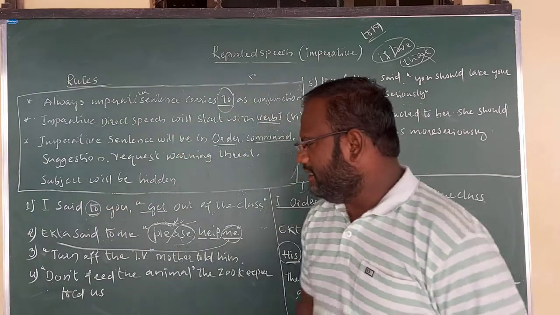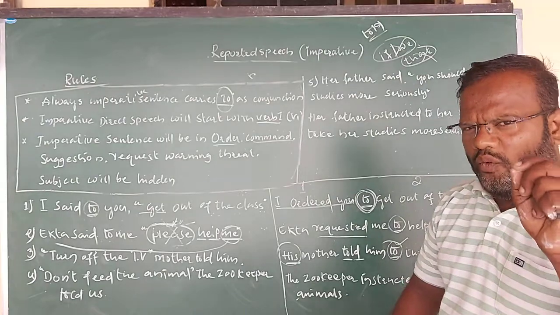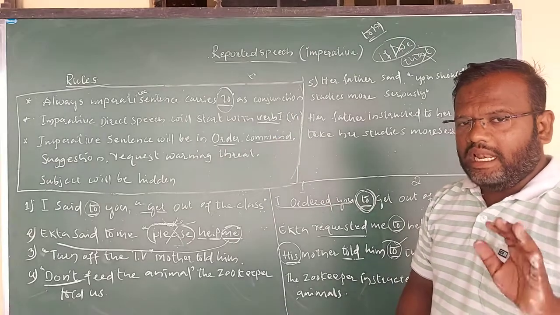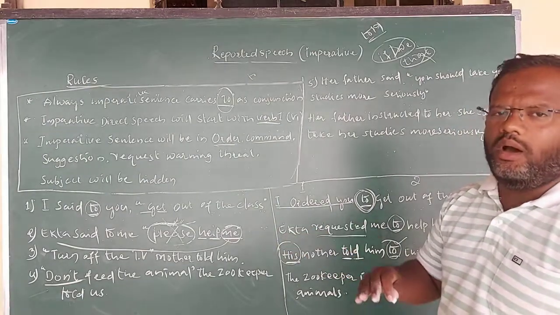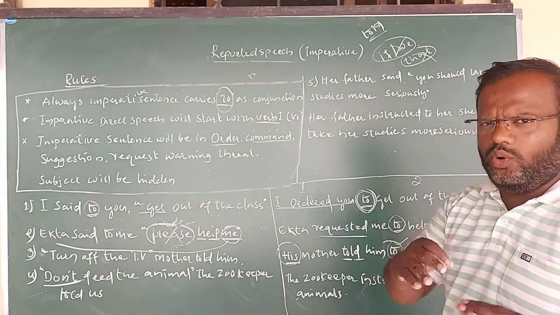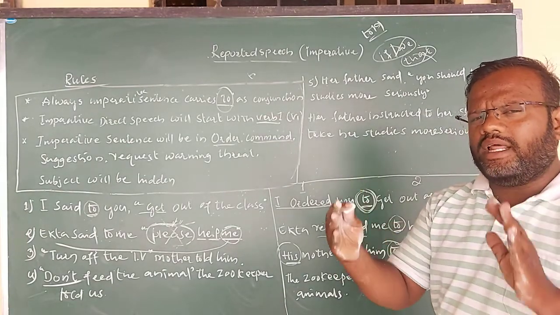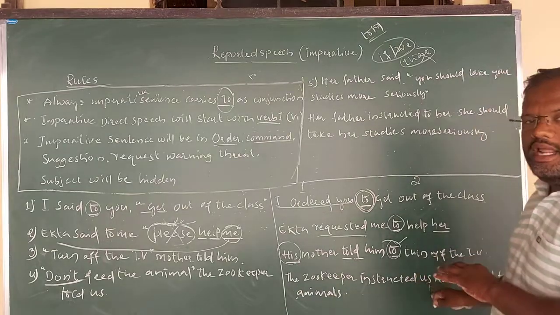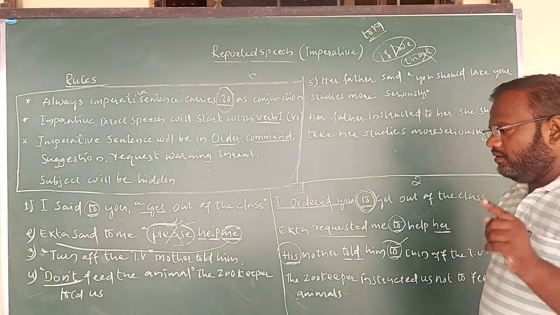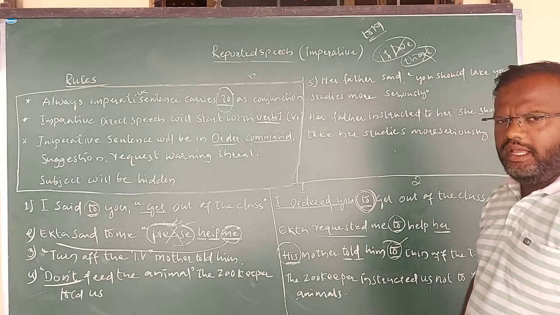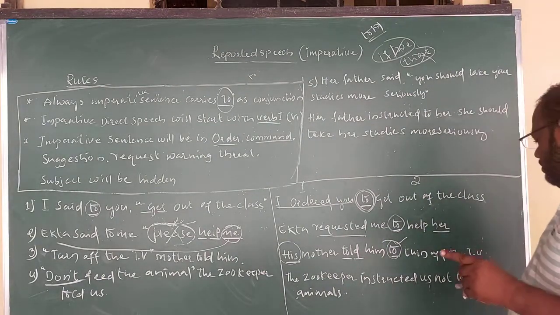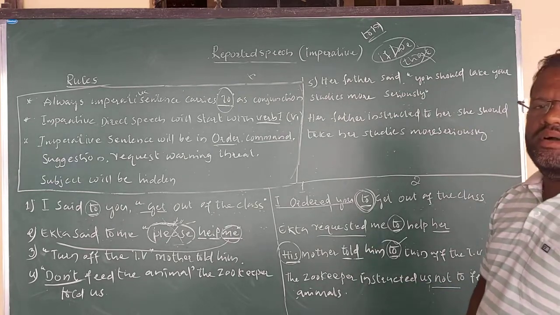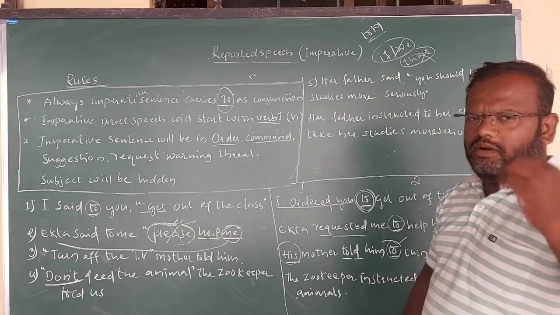Hope you are understanding. This sentence is a little different from the other sentences. Why is it different? Because this sentence is a negative imperative sentence. So don't, do not, did not, such kinds of verbs will come out. No, not, never, neither, all such words show that it is in the negative form. So a negative imperative of direct speech will change into indirect speech. Don't feed the animal. The zookeeper told us. In indirect speech it will be: the zookeeper instructed us not to feed the animals. Here we use "not"; we need not use "don't." Hope you are understanding.